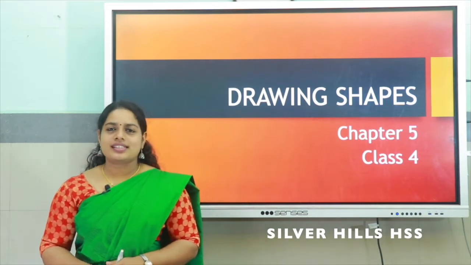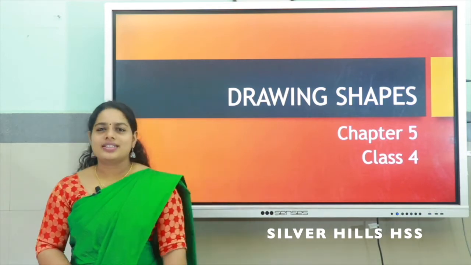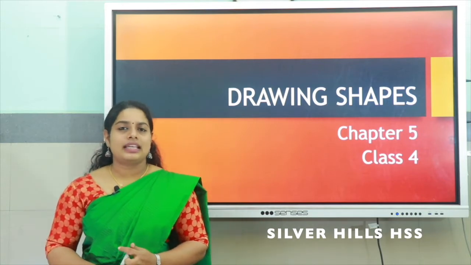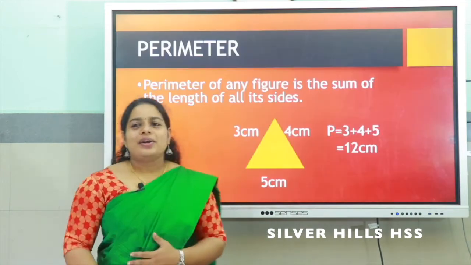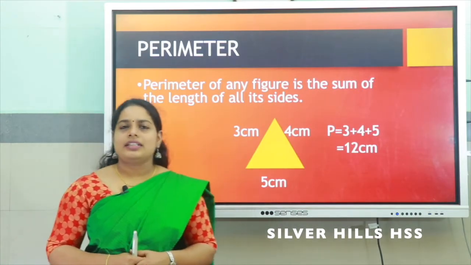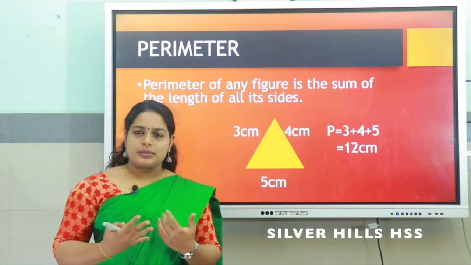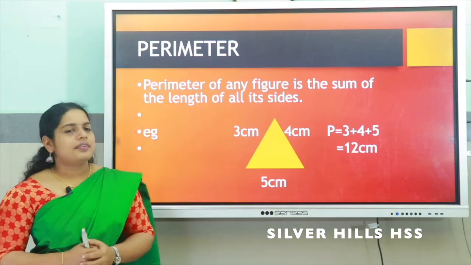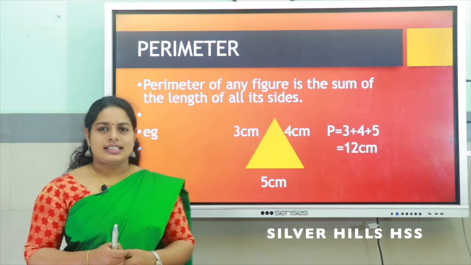Today we are going to discuss chapter 5 of class 4, that is drawing shapes. And in this chapter we are dealing with perimeter of rectangles and squares. So first we have the definition of perimeter. What is a perimeter? The perimeter of any figure, let it be square, rectangle or any figure, is the sum of the length of all its sides.